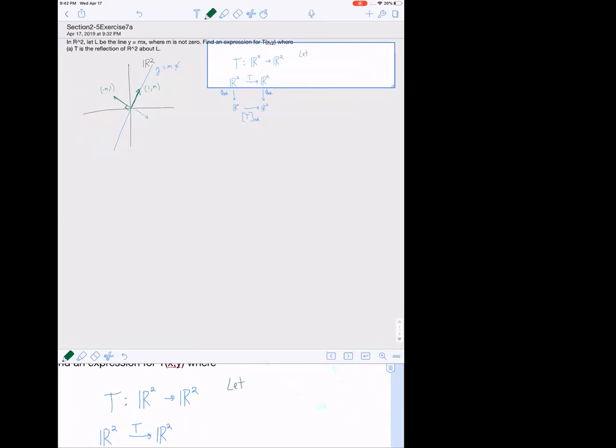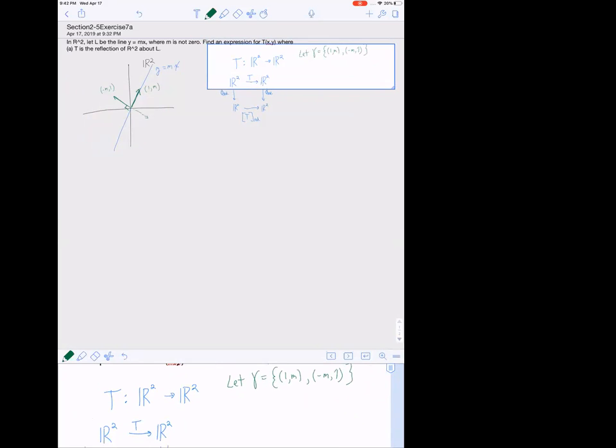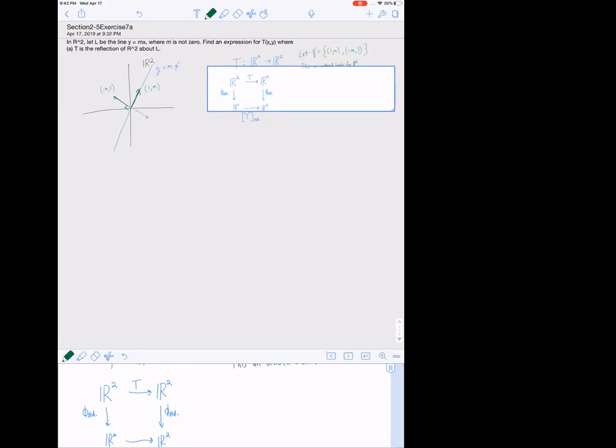Let gamma be the set containing the vectors (1, m) and then (-m, 1). And I will not prove it because I think it's pretty clear that this is a basis for R2. This is an ordered basis for R2. So now we can draw the same diagram for T.